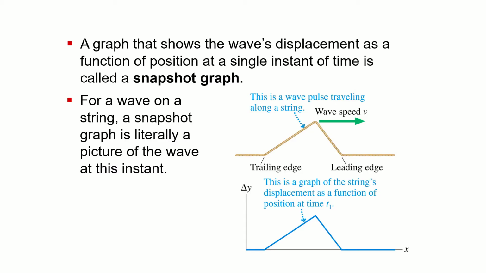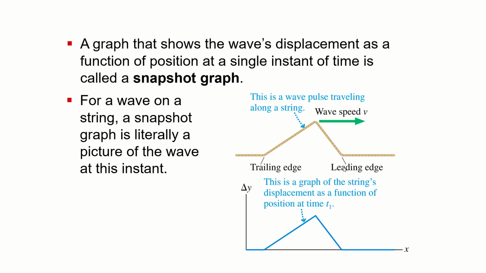Now, one of the things that can help us when we start to develop quantitative models of how to describe waves is, again, how to visualize them. There are essentially two different types of graphs or plots of waves that we like to use. The first one is what we call a snapshot graph, and it gets its name from a snapshot, like taking a picture of things.